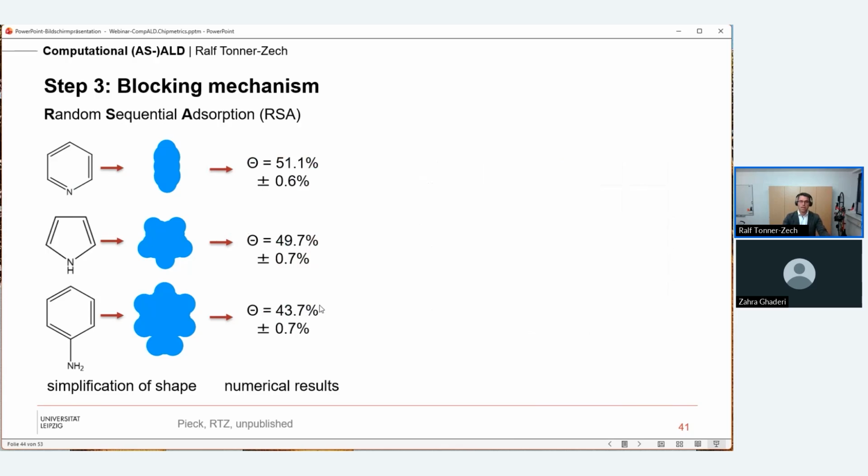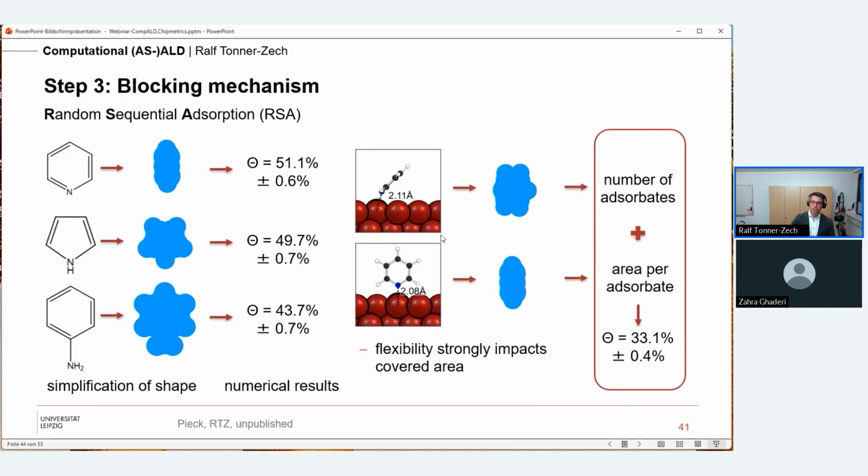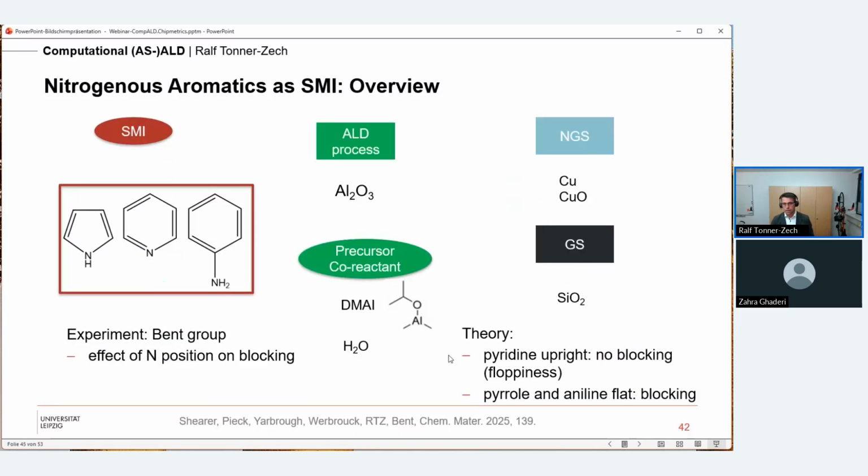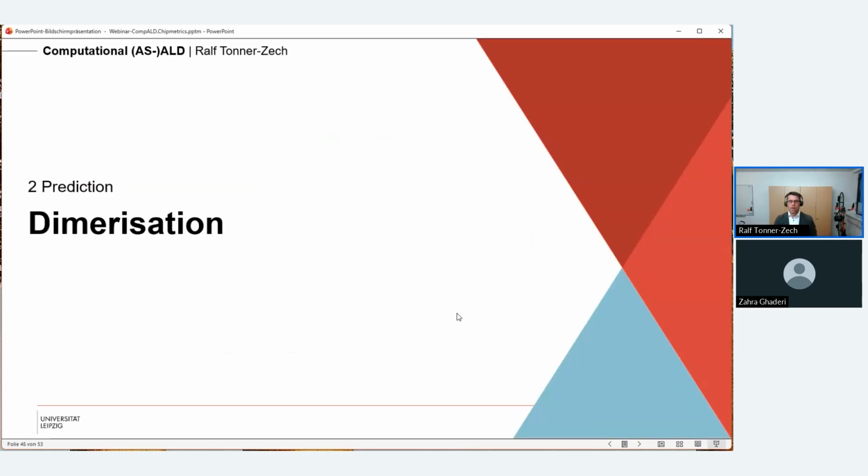If we do this with the RSA, we actually get the highest value of coverage for the upright standing. So this was puzzling at first, but then we realized, okay, you have to include the tilting. So this flexibility of the pyridine to have different adsorption tilting modes on the surface, this really reduces the possibility for the next precursor to come in, and the maximum coverage of this SMI gets much smaller. Okay, so with this, we can sort of use the theory to explain why one precursor is not working very well and the other two are working well.